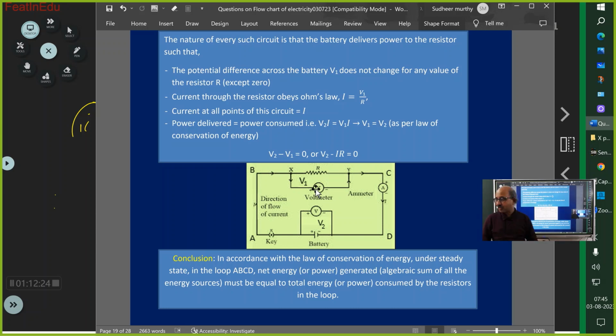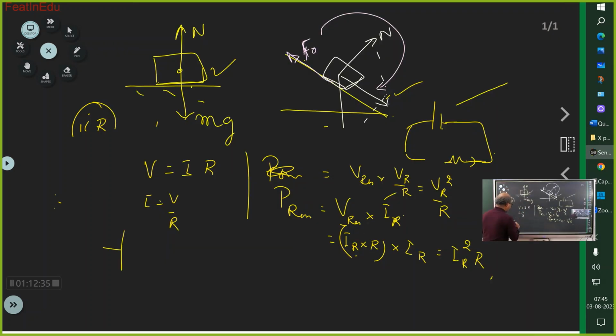Now there are many sources. Source 1, source 2, source 3. You have to algebraically add them. What did I say? Algebraically add means, you see, this is voltage source 1. This is another voltage source V2. Hello. Yes, sir. Now what is the total voltage here? V1 plus V2.